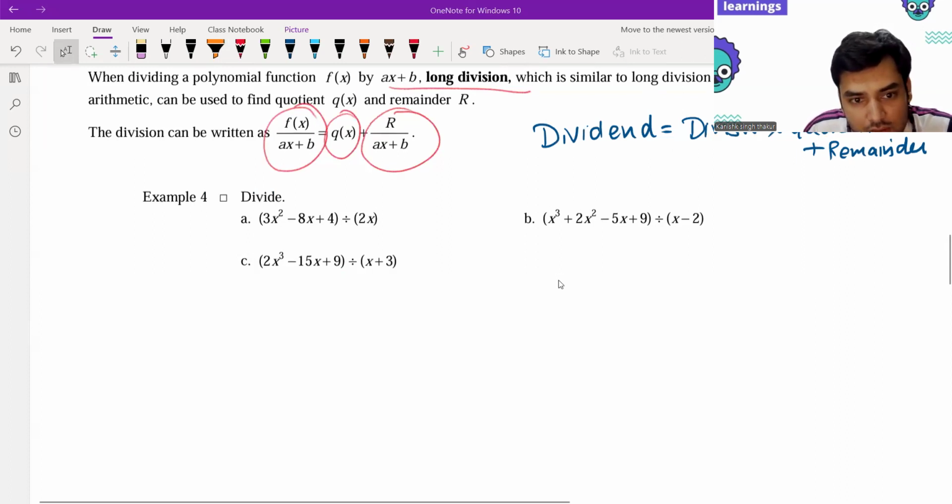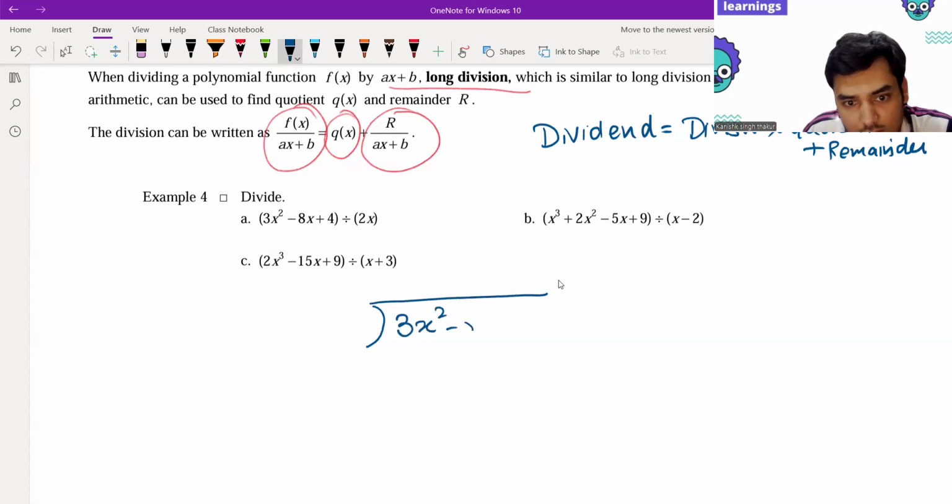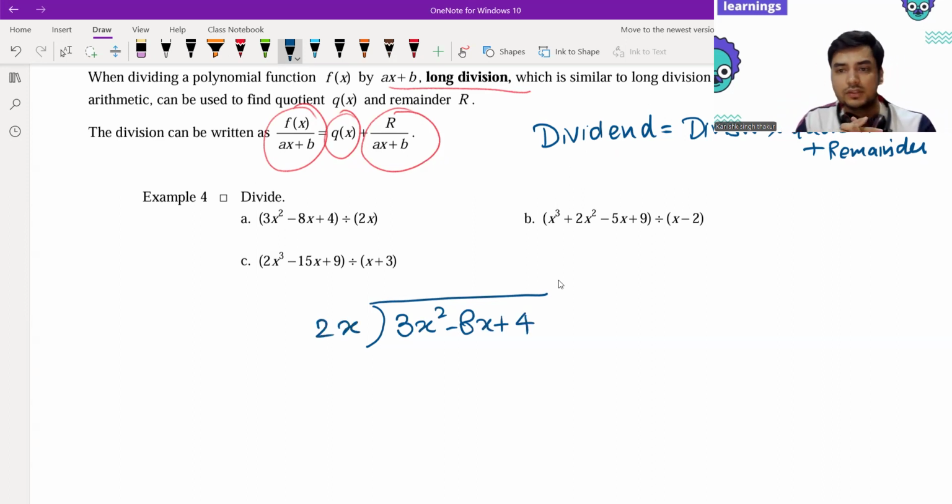So I'll be writing it as we used to write it in our earlier classes, same thing: 3x square minus 8x plus 4 divided by 2x, right? Now see how you have to do this division. Look at the very first term, and only try to make that with the help of the quotient. Nothing else you'll be worrying about. After that, you have to multiply with the negative sign and then subtract it.